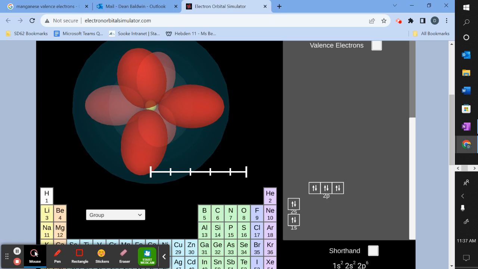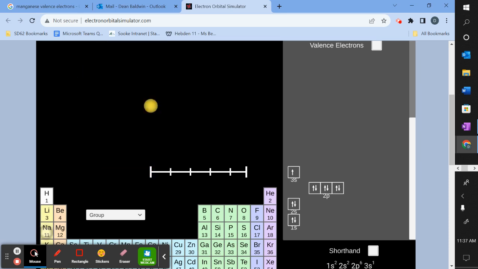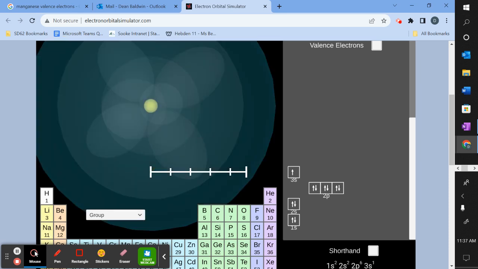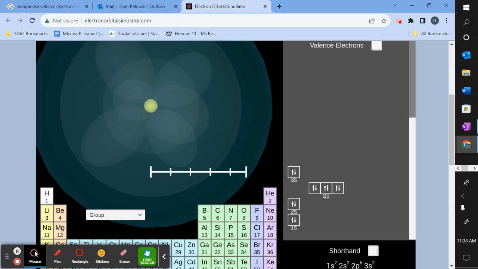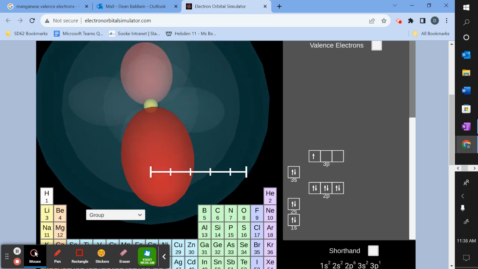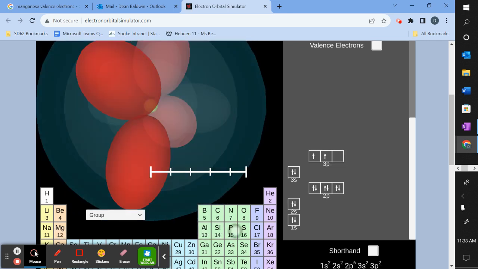Go to the next one. What's going to happen when I go to sodium? I'm putting another s orbital in there, right? Boom. So it gets bigger. Okay. Now we're way out here. And all the p stuff is in here. And then you start filling it. Boom. Boom. Boom. Boom. Boom.